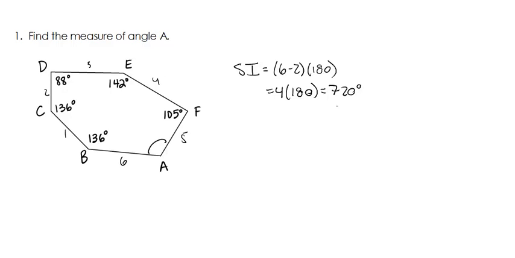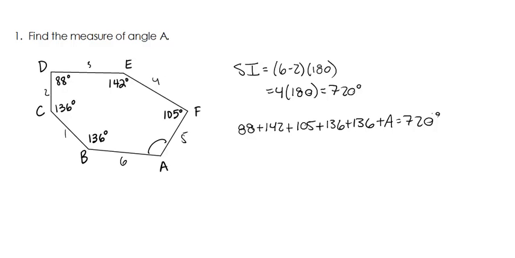Okay, and that's going to be how I set up my formula. I have to add up all the angles. 88 plus 142 plus 105, and then 136 plus 136 plus whatever A is, so all 6 angles added together have to equal 720 degrees. Okay, and then I just have to solve my equation. On the left side here, I've got lots of like terms. I add up 88 plus 142, 105, 136, and 136. I definitely need a calculator for that.